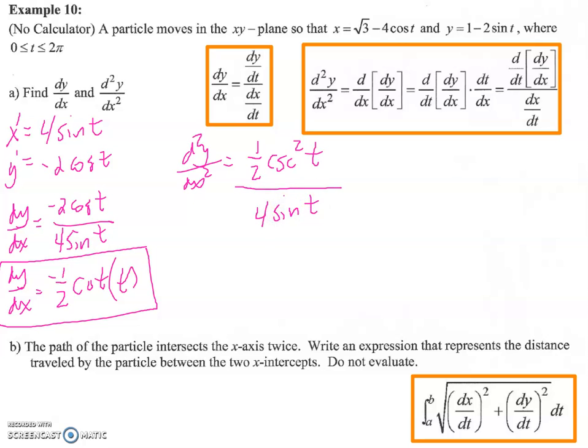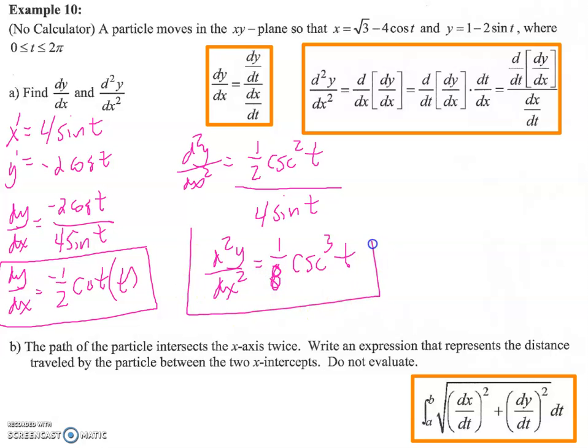Now we can go ahead and clean that up a little bit too, so I've got a second derivative that is equal to, so 1/2 divided by 4 is going to give me 1/8. And I've got a cosecant squared divided by sine, and remember 1 over sine is just cosecant, so what we really have is cosecant cubed t. And this is a 1 over 8. Alright, so that is our first and second derivative.